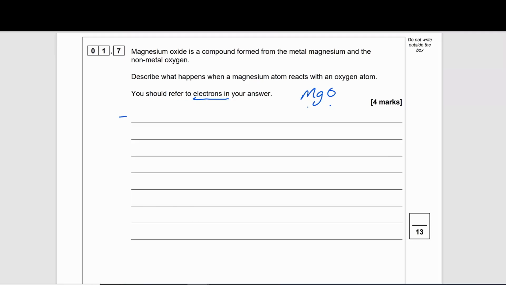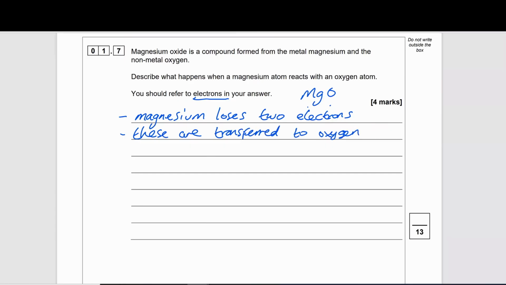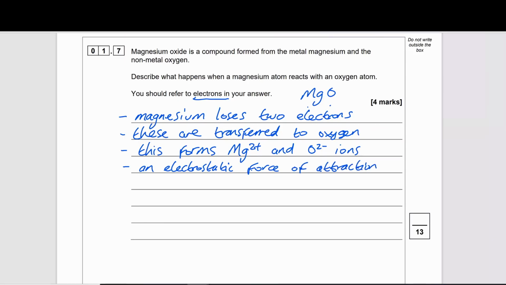So we need to remind ourselves what's going to happen with this metal, what's going to happen with this oxygen. So magnesium is in group 2. So that means it's able to lose 2 electrons because it is a metal. Metals always form positive ions. Oxygen is a non-metal, so that means it's going to gain 2 electrons. This forms magnesium Mg2+ and oxide O2- ions. And what we can just say to make sure is what the ionic bond is. It's an electrostatic attraction.